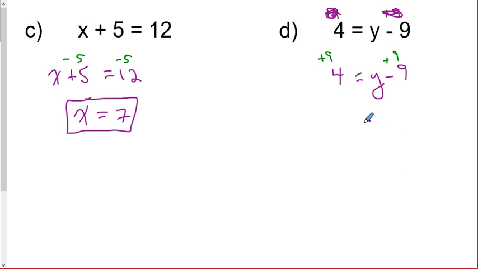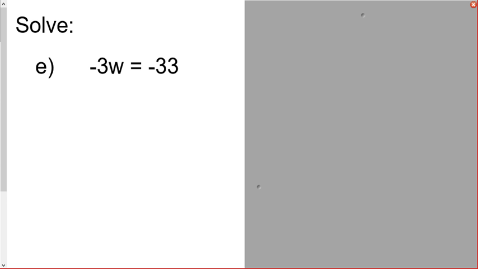So my y is now going to be by itself because I had 9 subtracting it, but I added 9 to get rid of it, so now it's by itself. And 4 plus 9 is going to be 13. Let's put a box around it to show it's our final answer. Okay, so far so good. I hope this is reminding you well of the stuff we learned yesterday.